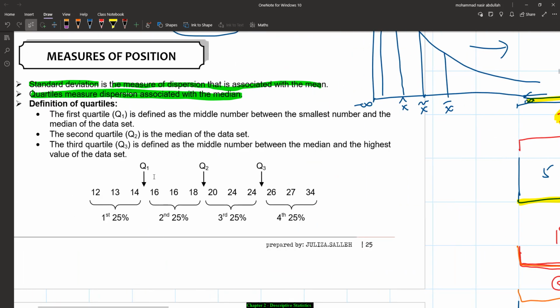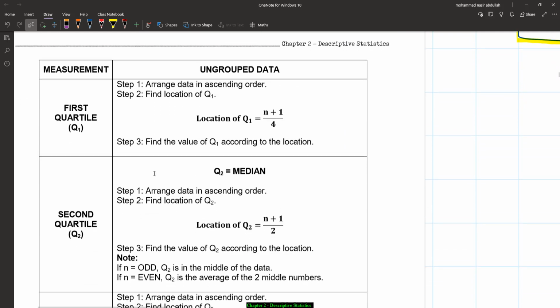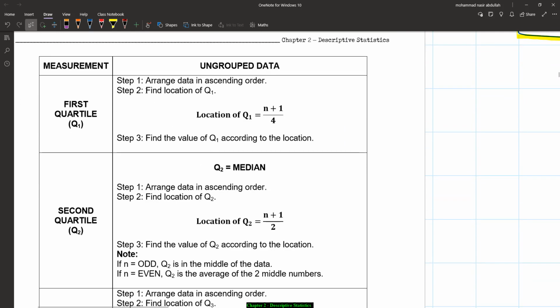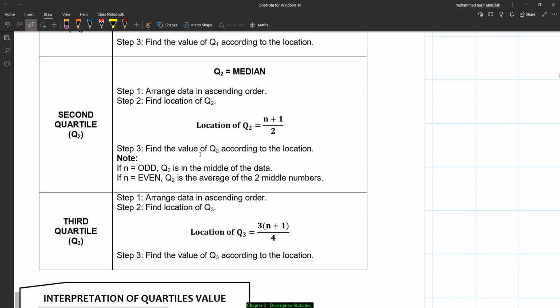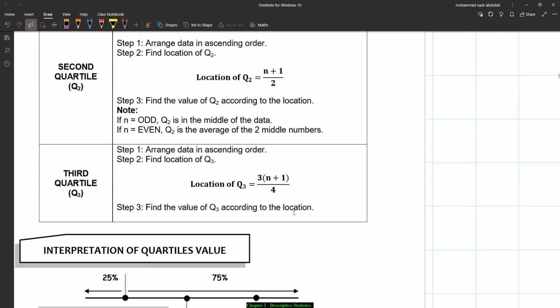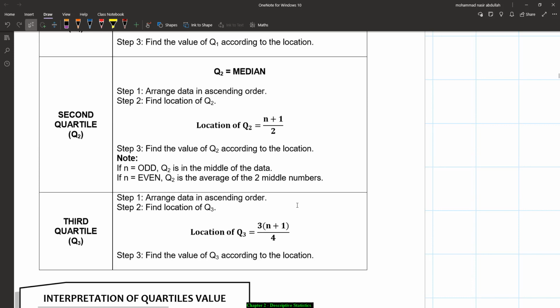You can read here. So first quartile, I have given it here. First, arrange data in ascending order, find the location of quartile 1 and locate the value of quartile 1. The steps are the same. For quartile number 2, it is the same as median. Quartile number 3 is also the same: arrange data in ascending order, find the location of quartile number 3 and locate the value of quartile number 3. That is how we find the value of quartile.